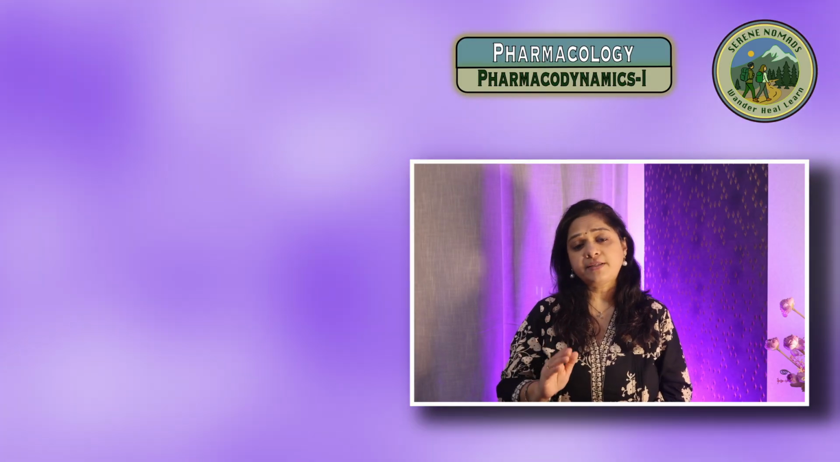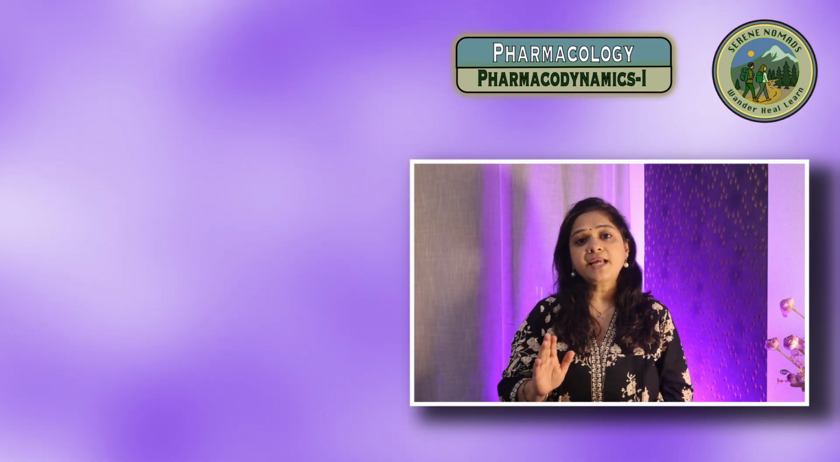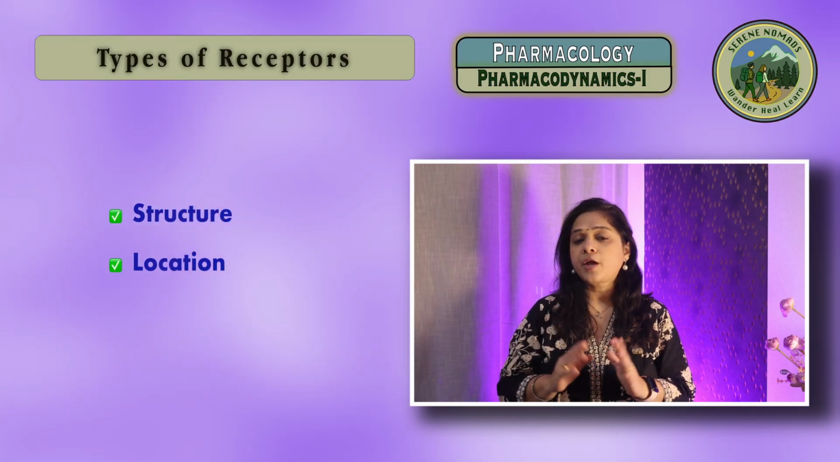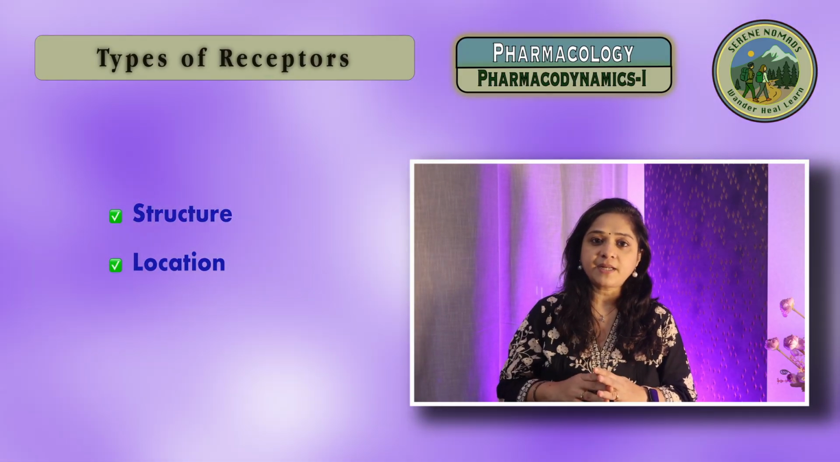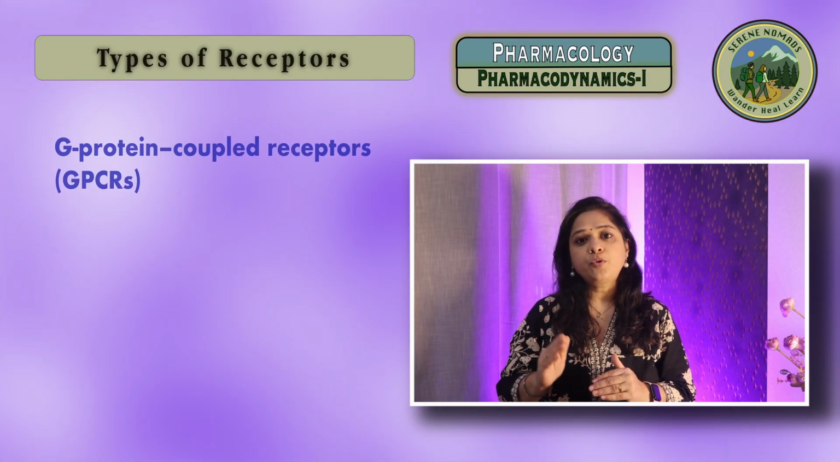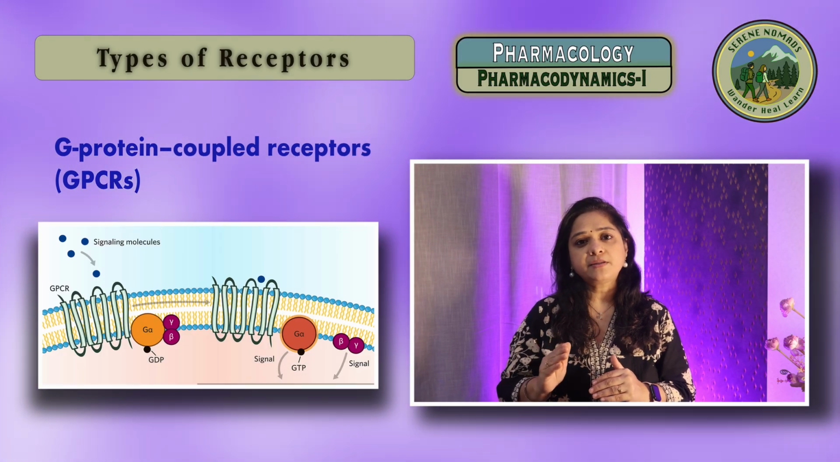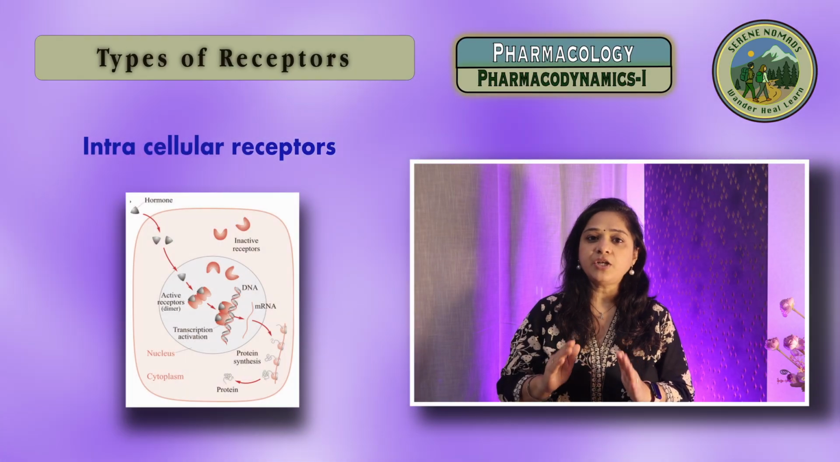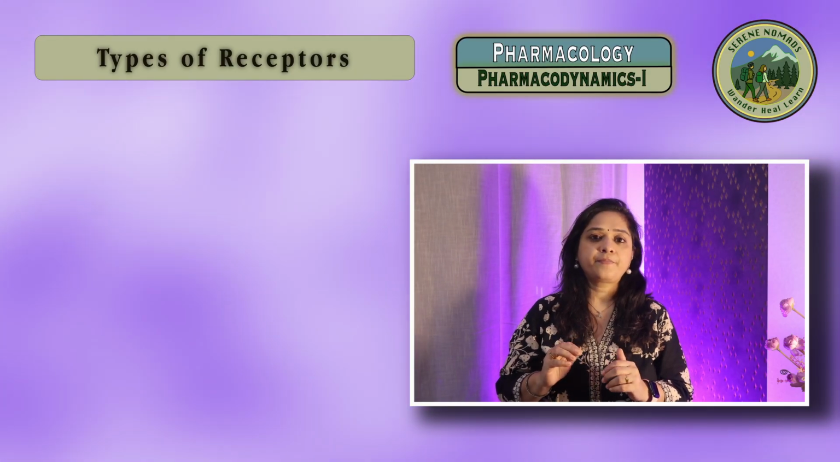Let's know the types of receptors. Receptors can be classified by structure and location. The four major types of receptors are ligand-gated ion channels, G protein coupled receptors, enzyme-linked receptors, and intracellular nuclear receptors.